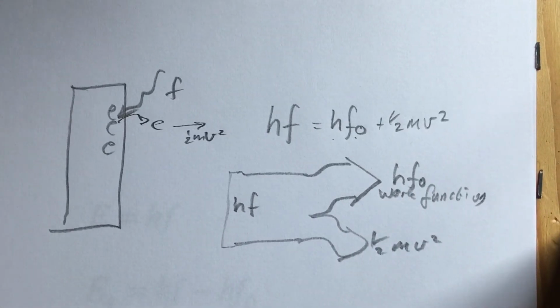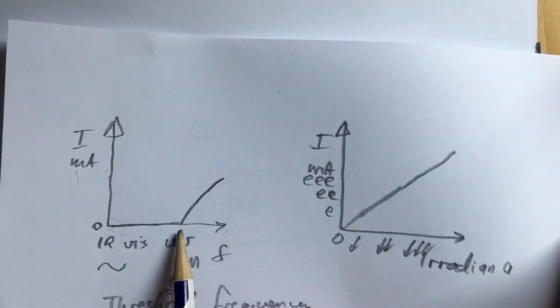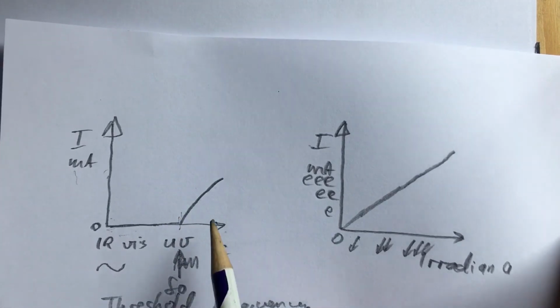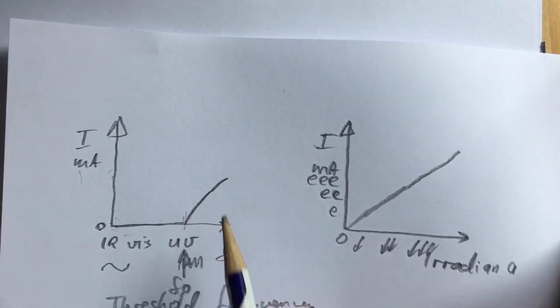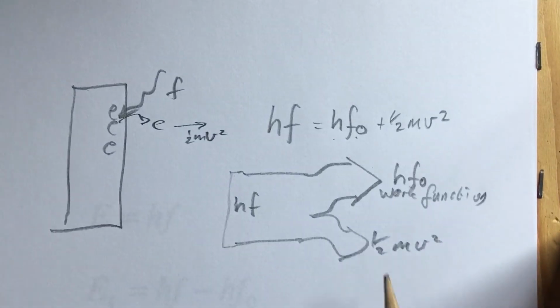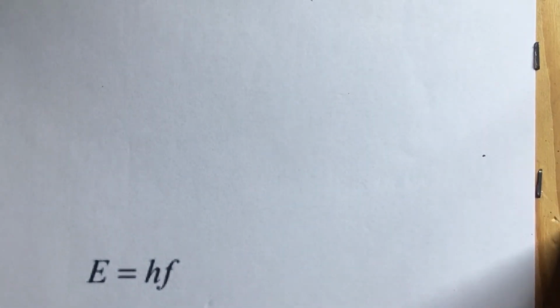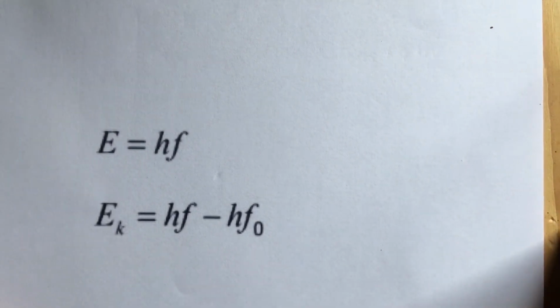And that's why with just on the threshold frequency there was virtually no photocurrent, because they didn't have enough kinetic energy to make it to the anode, even with the electric field, the applied field. But the more frequency, the more kinetic energy, and so the more chances of getting to the anode.